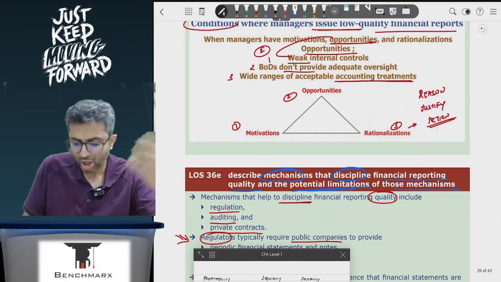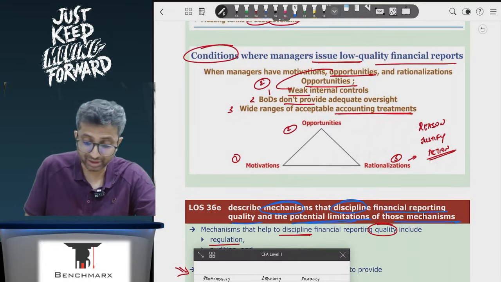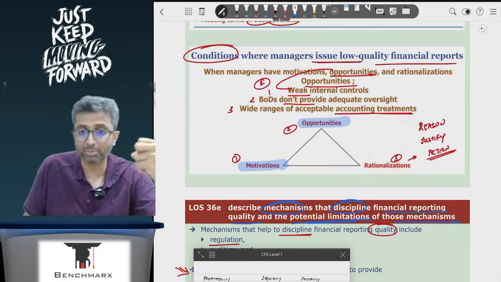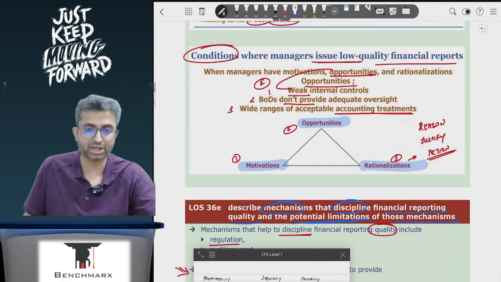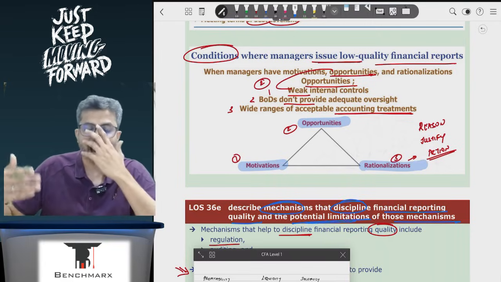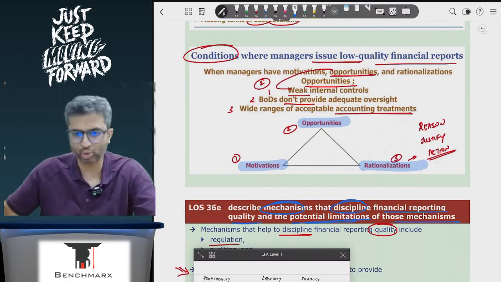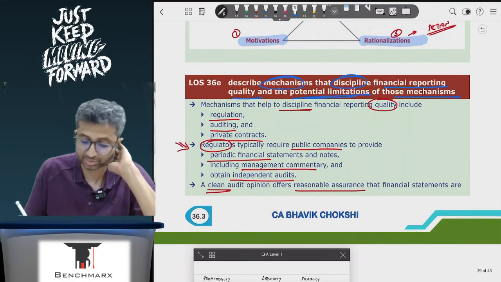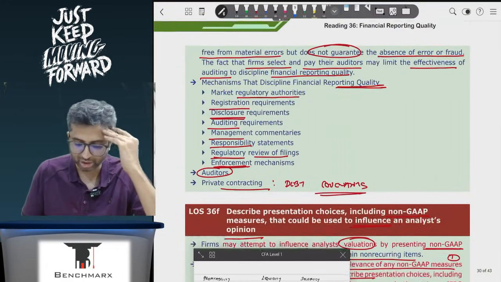So the problem is, why would managers issue bad reports? They can if they get an opportunity. They have the motivation, which is to increase their compensation. Opportunity is weaker internal control, and they can always rationalize. They say, let us say, that I want to take a loan from a bank, or I want to do an IPO. So this is why maybe a bad report might come in. Mechanisms can be through regulation, enforcement, auditing, private contracts, etc.